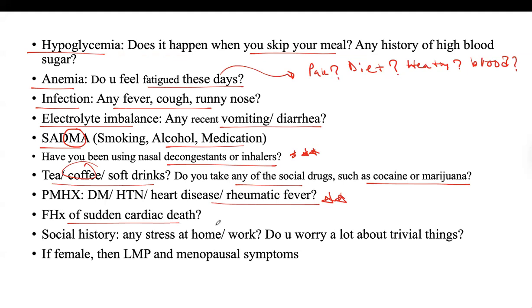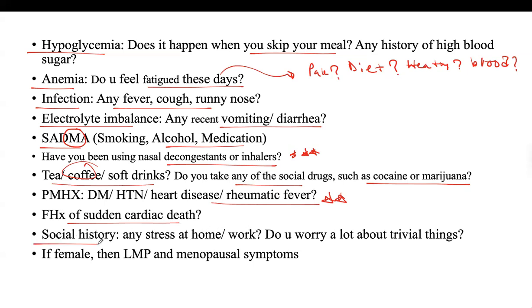So we need to know whether it is a sudden cardiac death, and at what age? Because many patients, especially if it is a HOCM or prolonged QT syndrome case, you will find out that this sudden cardiac death in the family happened when they were very young, maybe at 30 or 25. So it's important to find that out as well.